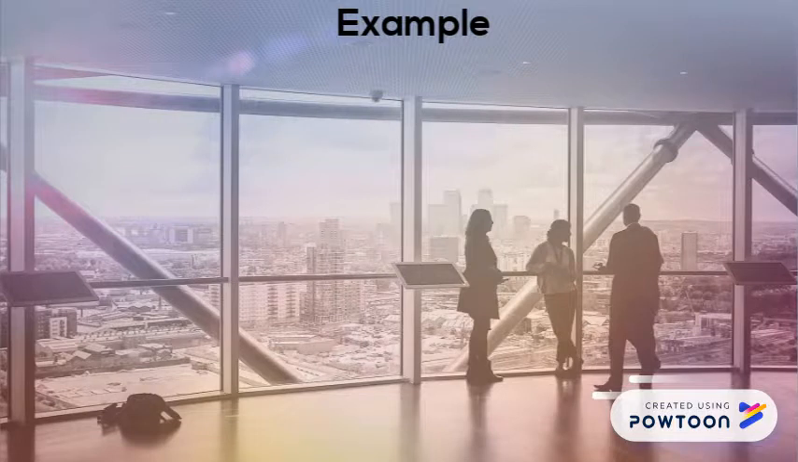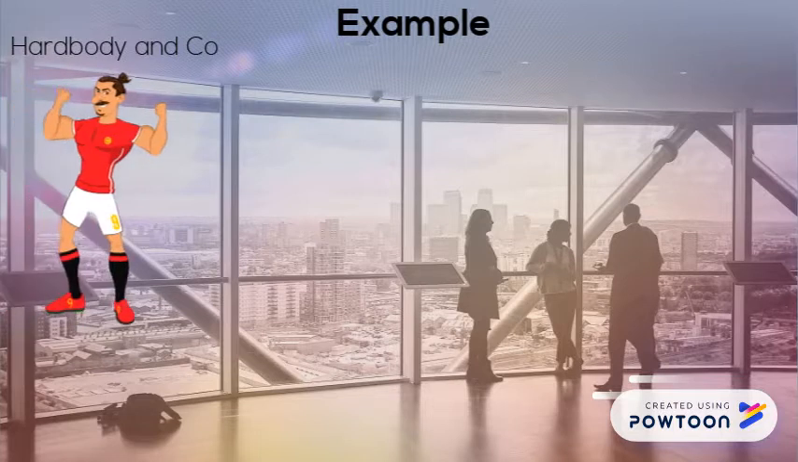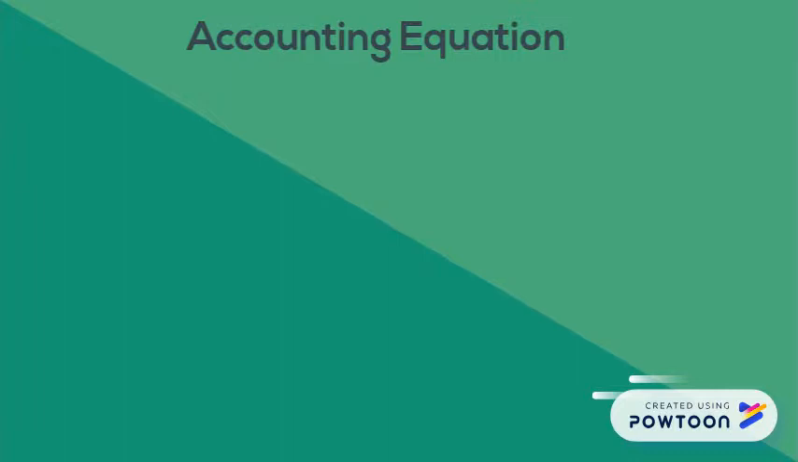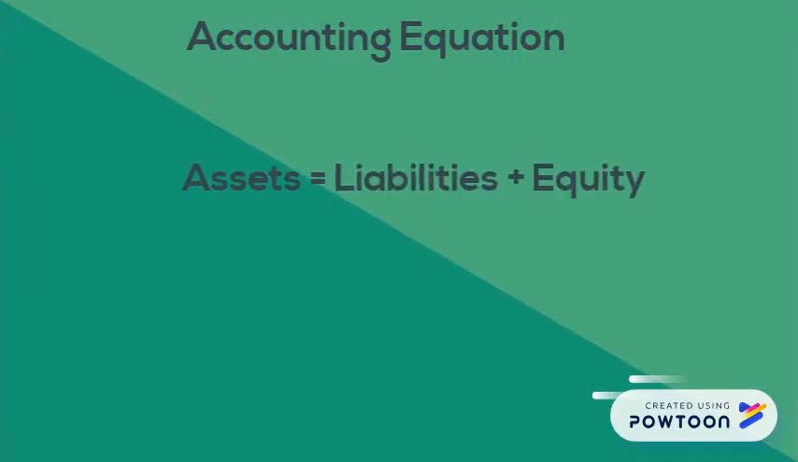Suppose a protein company, Hardbody & Co., cashes a $650 check in order to establish a petty cash fund. We would therefore debit petty cash $650 and credit cash $650, which thus creates the fund. An accountant would do this in order to keep the accounting equation balanced. This equation is assets equals liabilities plus equity. Because cash has not yet been dispersed outside of the company, no change should be recorded.